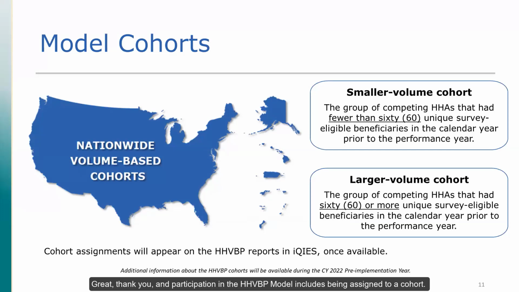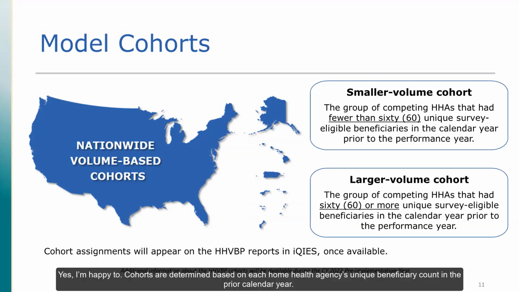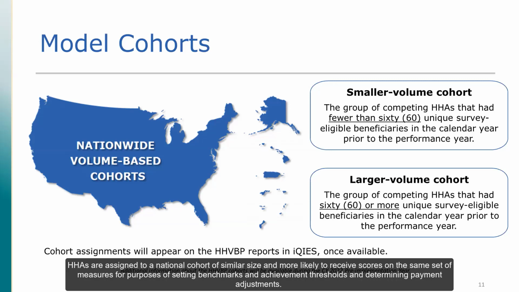Great, thank you. And participation in the HHVBP model includes being assigned to a cohort. Can you tell us a little more about the cohorts for the expanded model? Yes, I'm happy to. Cohorts are determined based on each home health agency's unique beneficiary count in the prior calendar year. HHAs are assigned to a national cohort of similar size and more likely to receive scores on the same set of measures for purposes of setting benchmarks and achievement thresholds and determining payment adjustments.